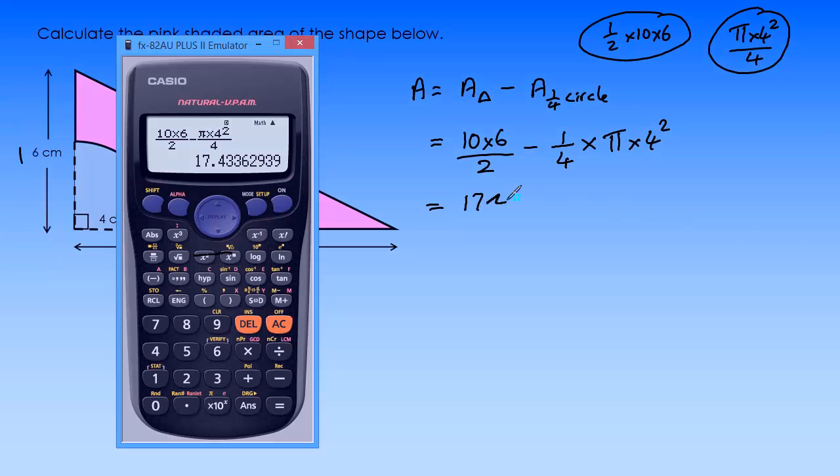So 17.433 and so on. And I'll give that to 2 decimal places, 17.43. The lengths are in centimetres, so centimetres squared, and that's correct to 2 decimal places.